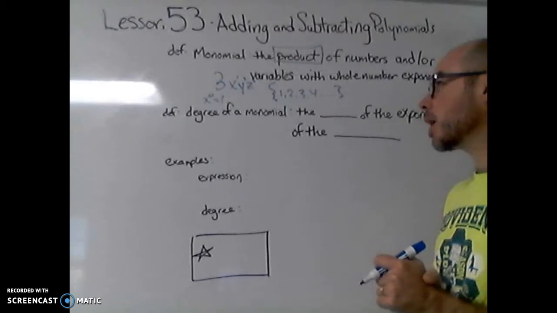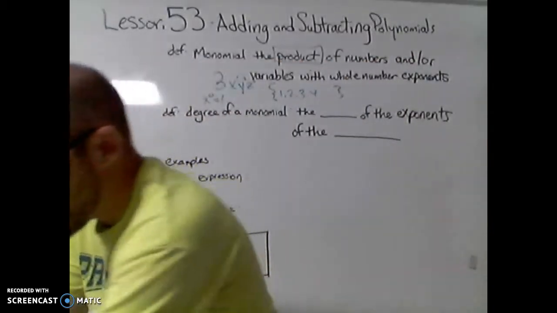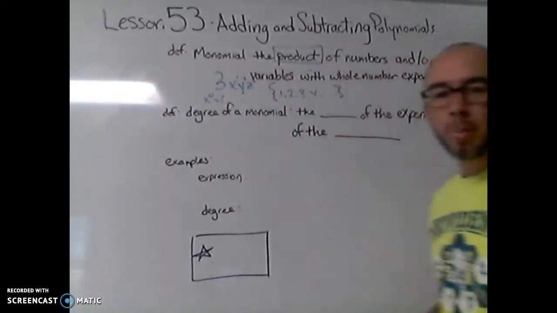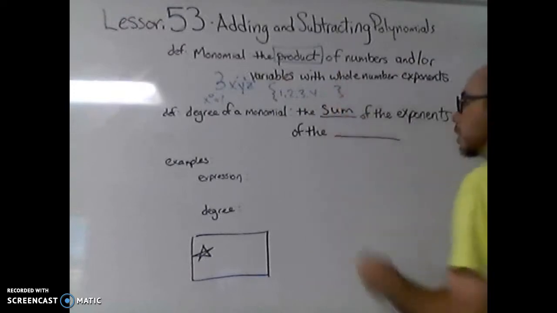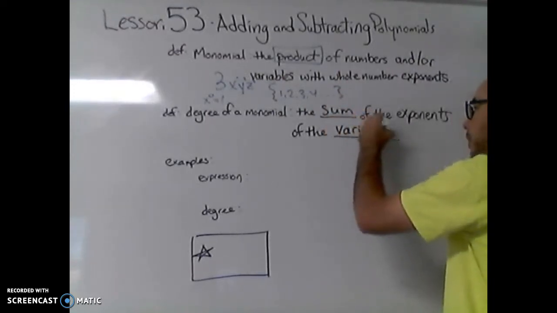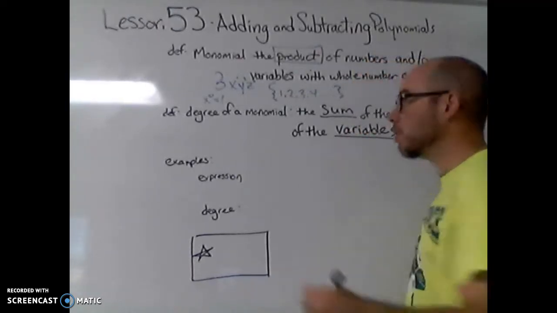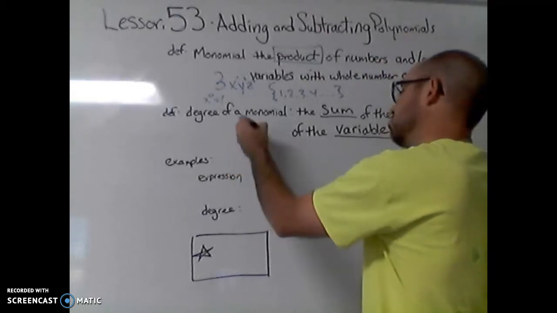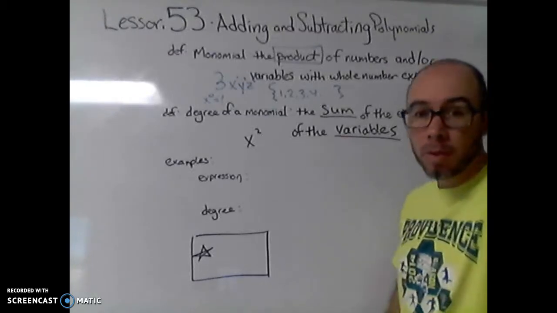Second thing we got to do is we got to identify the degree of a monomial, and the degree is the sum of the powers, sum of the exponents of the variables. If there's just one variable, then it's not so bad. X squared. That power there, squared, tells you that's a degree of 2.